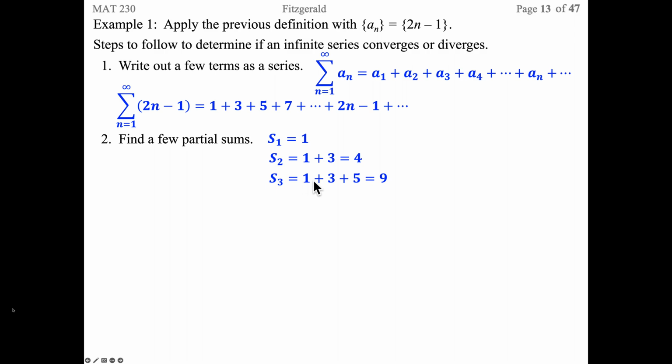S sub 3 is 1 plus 3 plus 5 equals 9. S sub 4 is 1 plus 3 plus 5 plus 7, which is 16. Add the 9 to its 25, and we can keep going forever. Now, we're going to start looking at the limit of this, but you'll probably understand that based on what our sequence function is doing: it's always getting bigger. And if we keep adding these together, we can see we're going out to infinity. So just bear with me through the steps.